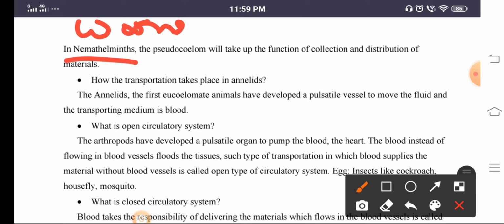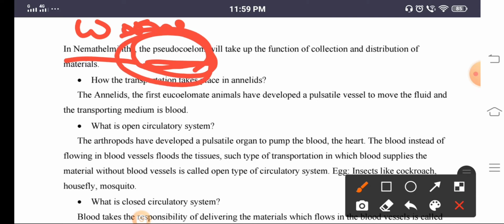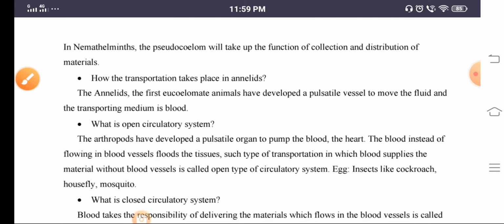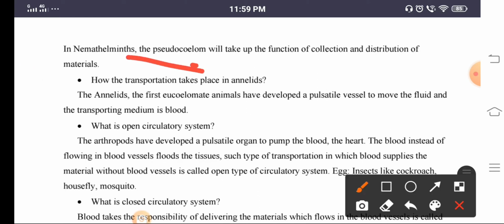In these organisms, the major role is played by the pseudocoelom, which is very important. Pseudocoelom is a false cavity which is formed in their body. Pseudo means false. Keep this in mind: the pseudocoelom participates in transport in nematohelminthes.